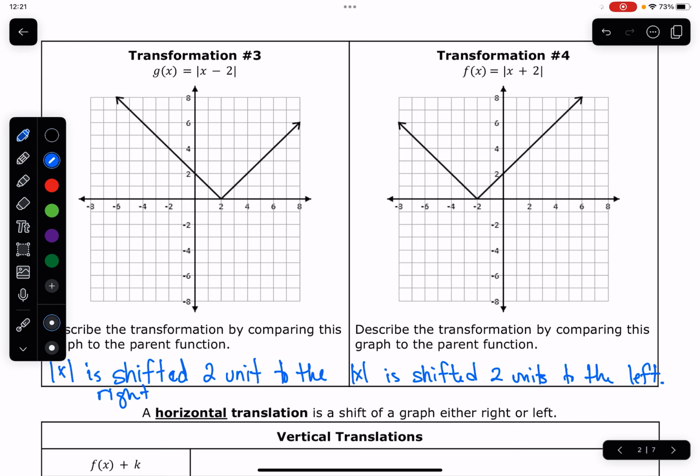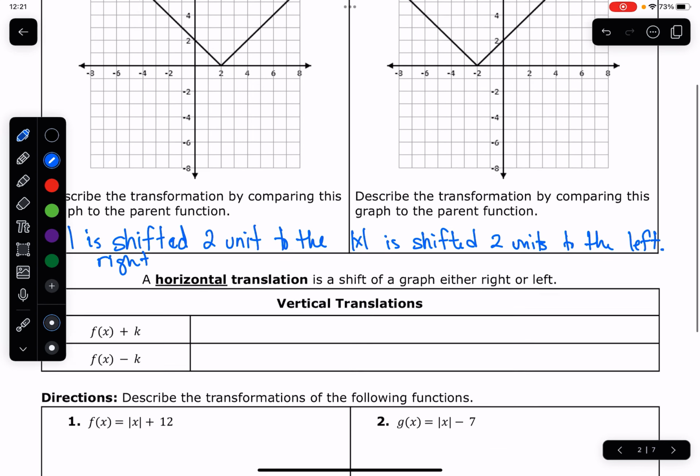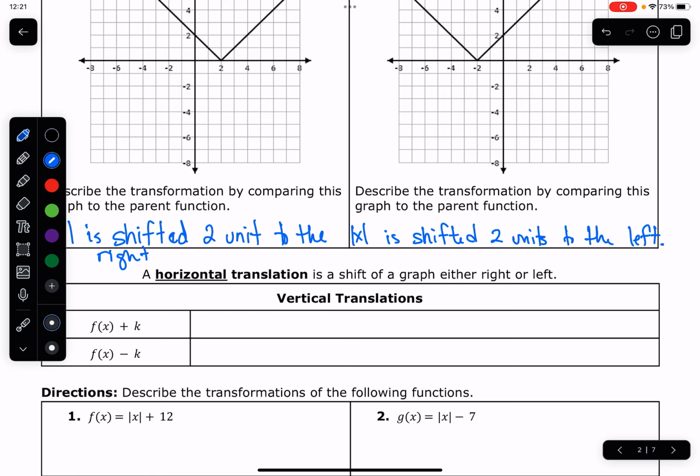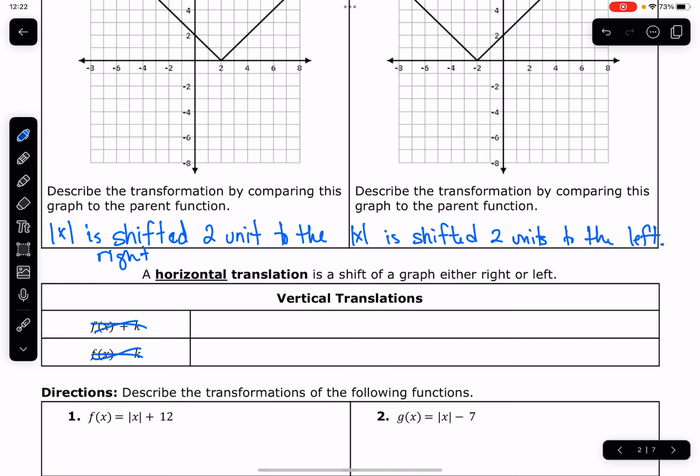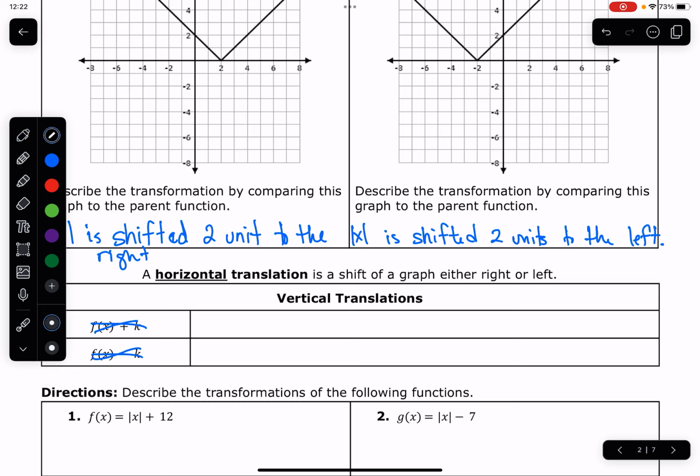Okay. Now, a horizontal translation in general shifts the graph either left or right. And the notation for that would be this. This is the wrong notation, so let's scratch that out. And the right notation would be f of x plus, we'll use the letter h instead of k, h for horizontal. So if we add that h to this x, this is going to be a shift of h units to the left.